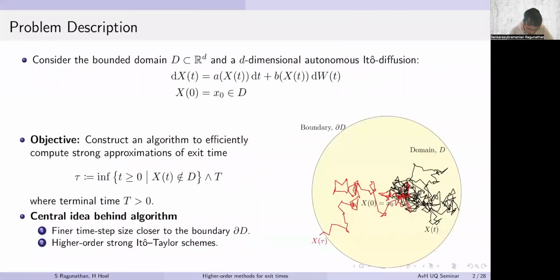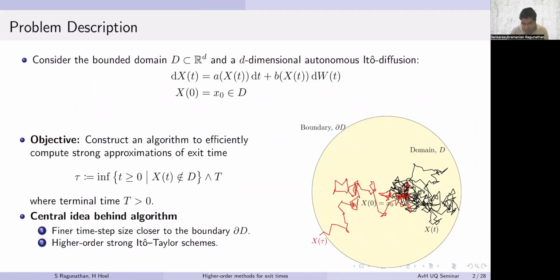So to get into it, we first consider a d-dimensional autonomous stochastic differential equation given by the equation here. And we consider that it starts at some position x naught, which we consider to be deterministic for the purposes of just exemplifying what is to be shown in the numerical results. But I believe we can also consider cases where x naught is sampled from a random distribution. And we consider that this process starts inside a bounded domain, which is in our d-dimensional space.